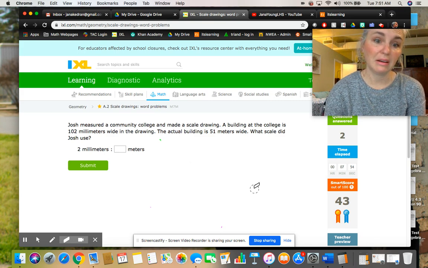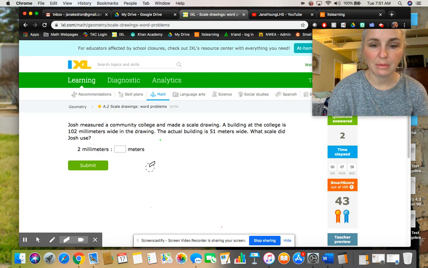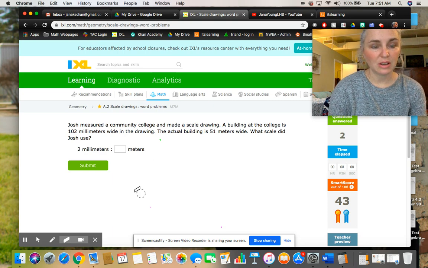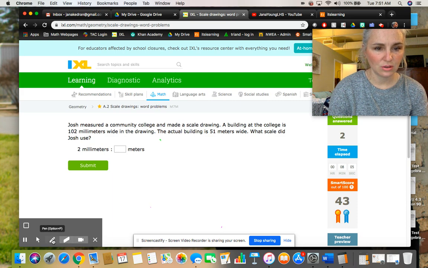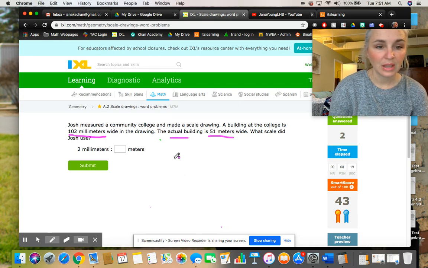Skip ahead. Okay, Josh measured a community college and made a scale drawing. A building at the college is 102 millimeters wide in the drawing. So 102 millimeters in the drawing. The actual building is 50 meters. So this is actual building is 50 meters. What scale did he use?